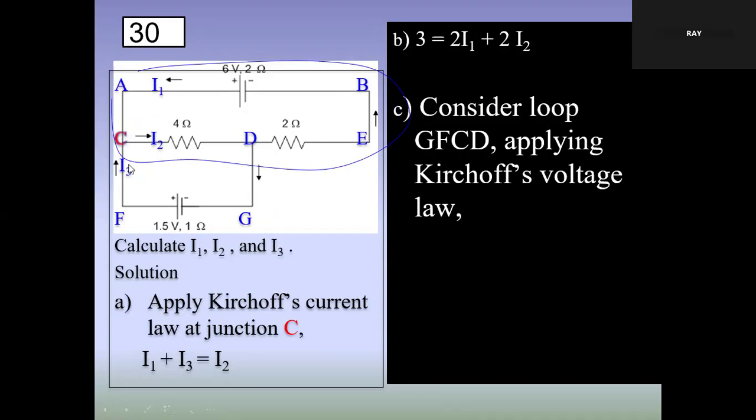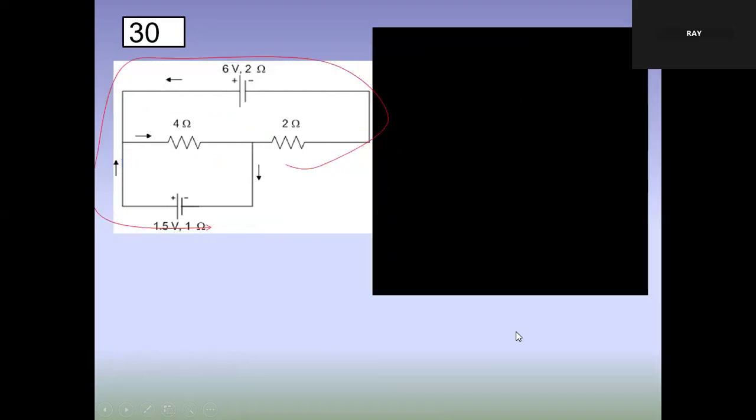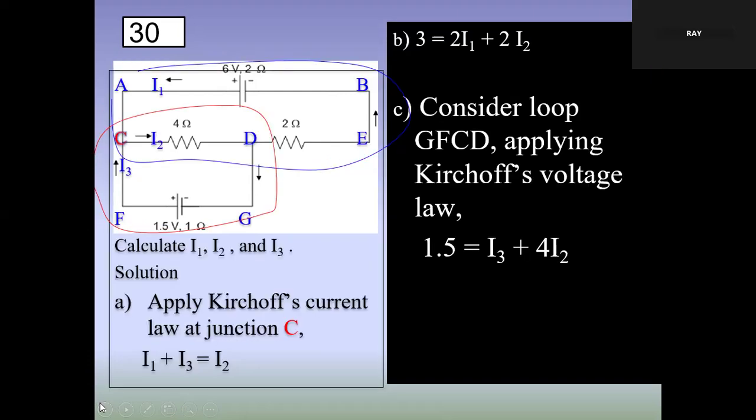Okay, consider loop G, F, C, D. That means clockwise. Right? That's your EMF. I3 plus to 1 ohm, I3 times 1 ohm. I2 plus to 4 ohm, 4 times I2. Okay or not? Stop me if I'm going too fast. No, it's okay.